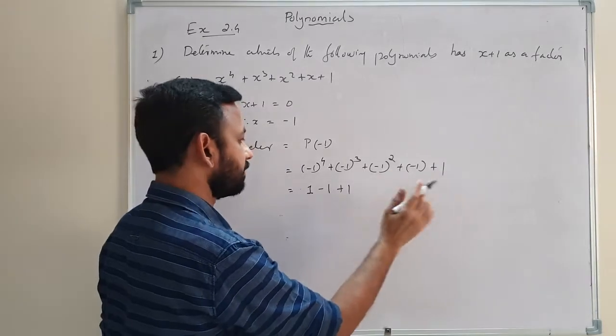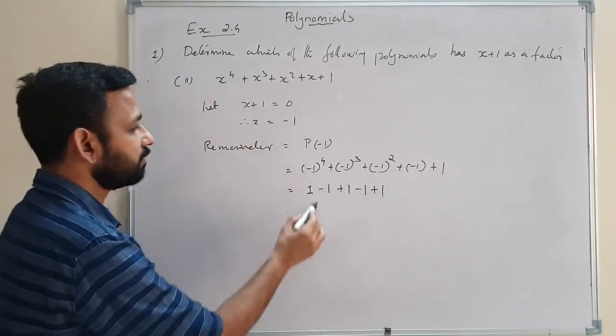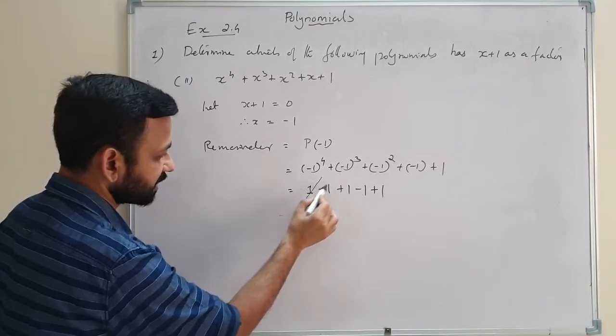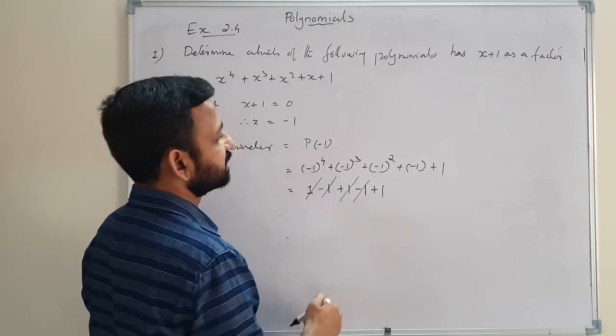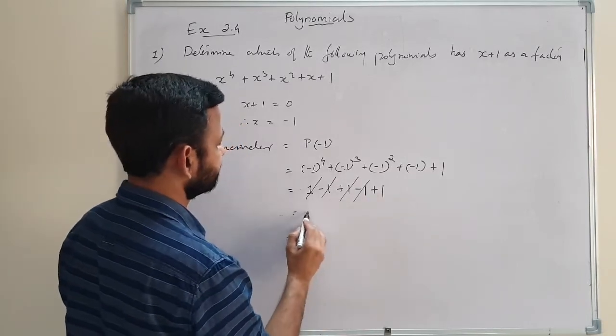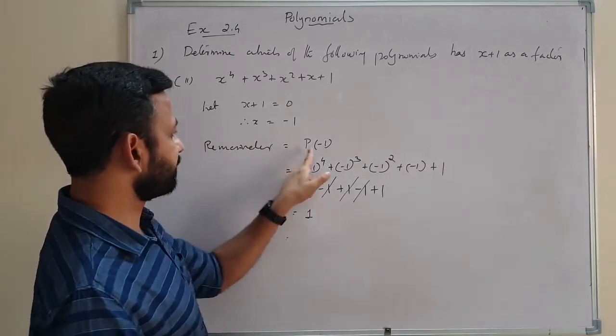Then here minus 1 and last one plus 1. Now plus 1 and minus 1 cancelled. Then again 1 and minus 1 cancelled. Then 1 is remaining. So here once again the remainder p of minus 1.